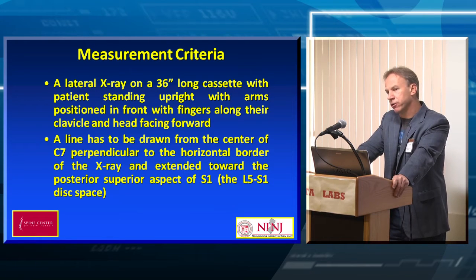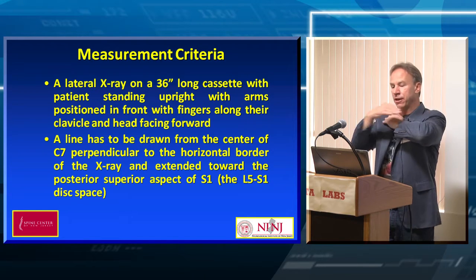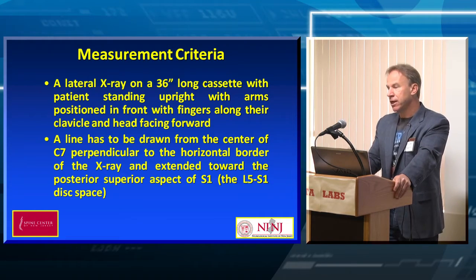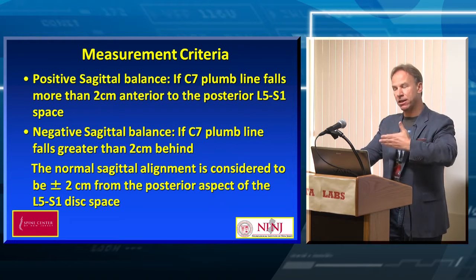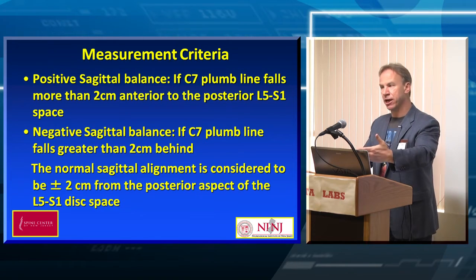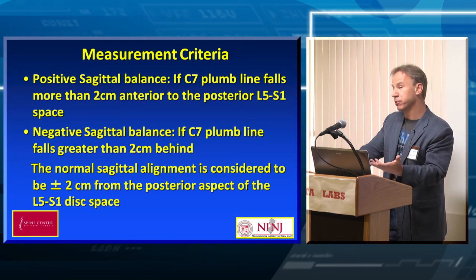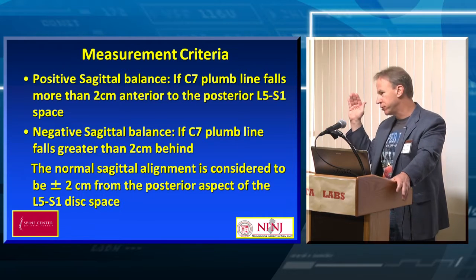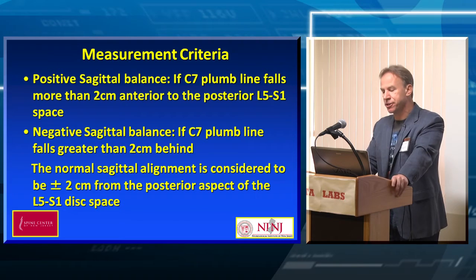Typically, the standard criteria is a 36-inch long film standing with the patient having their hands on their clavicles, elevating a little like this. That's what you're looking to get your view from, and you're going to drop a line from C7 and see where it aligns down at the bottom. If at the bottom it aligns more than 2 centimeters in front of the posterior aspect of the L5-S1 space, that's considered positive sagittal balance, denoted with a plus sign. If it's more than 2 centimeters behind that point, that's negative sagittal balance. It'll have a minus sign.